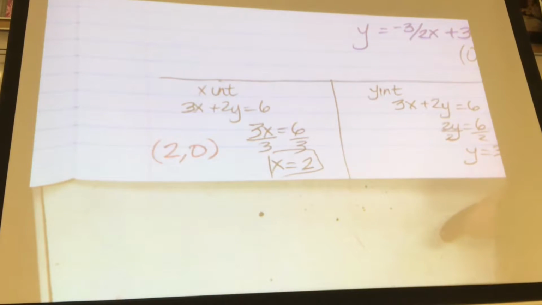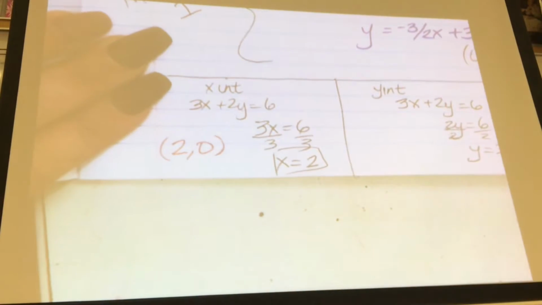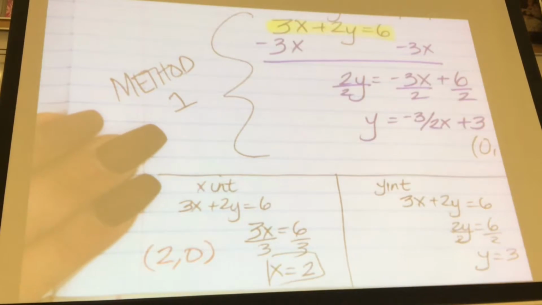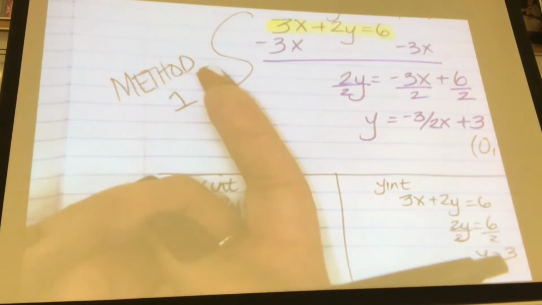Now, I'm going to show you after we do a couple of examples, basically, why this is efficient. What I need you to do is label this as method 1, because this is what we've been doing. This is method 1. This is what we've been doing for 3 weeks. We should master this by now.